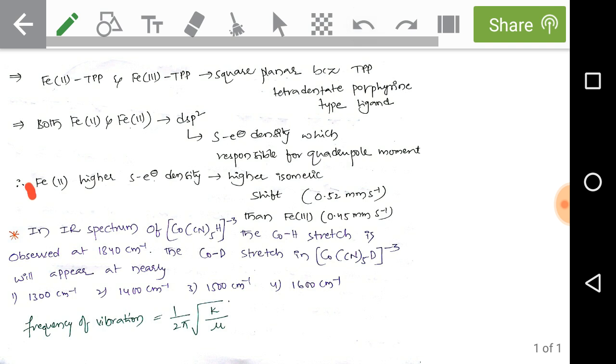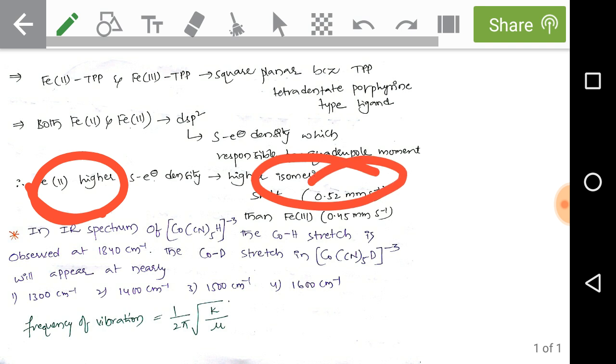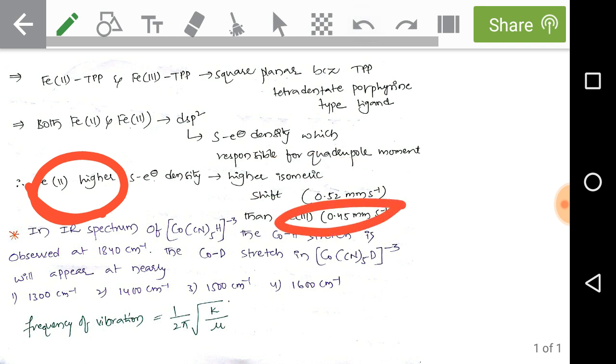And here Fe(II) has higher s electron density when compared with Fe(III). That's why there is a higher isomer shift for the Fe(II) complex when compared with the Fe(III) complex.